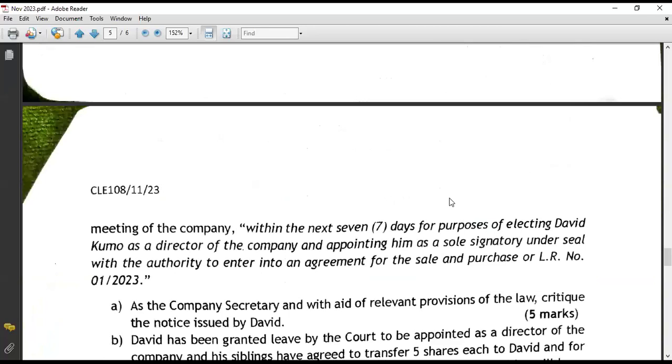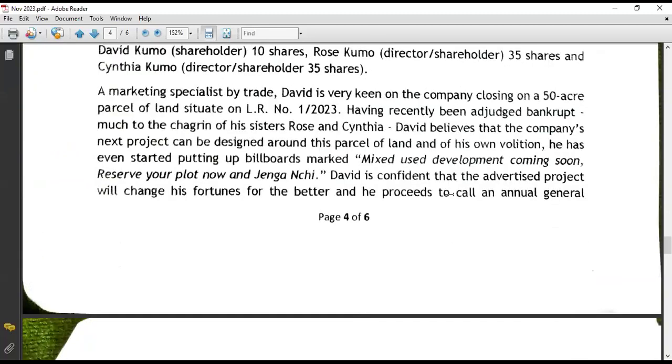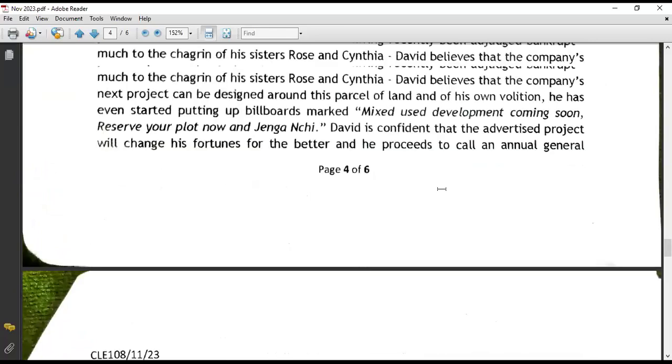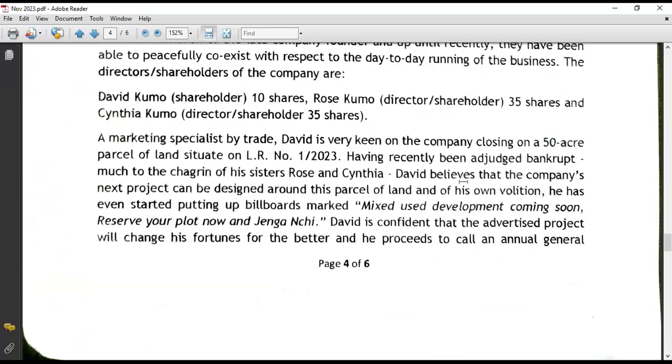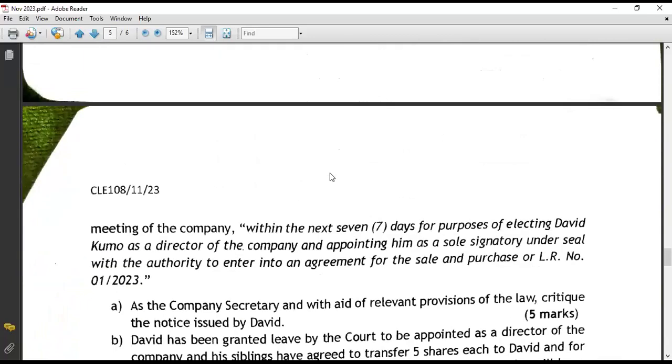Then another very, very important thing in this question, helping you to answer. Kate, the other thing. Sorry, I didn't get the question, Mwalimu. I'm asking, we are trying to interpret this question. Of course, this is a question on company law, private company. One of the things you have been told: David has been declared bankrupt and is a director. That is key to the question. Then what is the other thing?